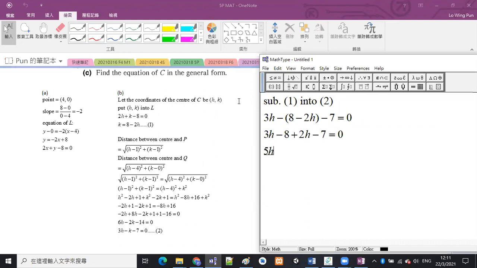So we have 5h minus 15 equals 0. 5h is equal to 15. H is 15 over 5. That is 3. And then after finding the value of h, we can substitute the value of h into equation 1. Okay, and k is equal to 8 minus 2 times 3. That should be equal to 2.